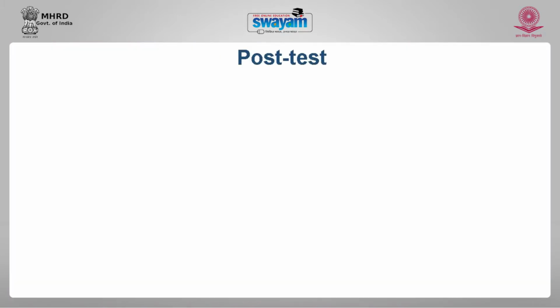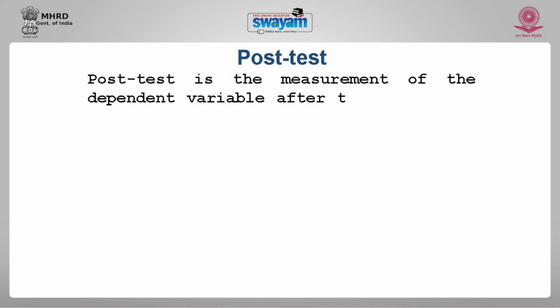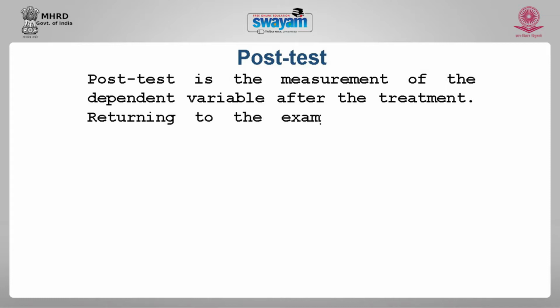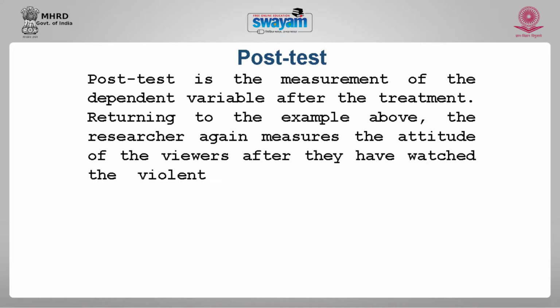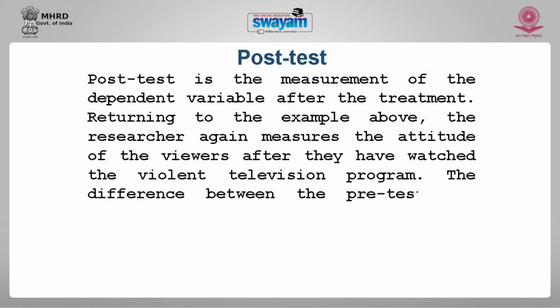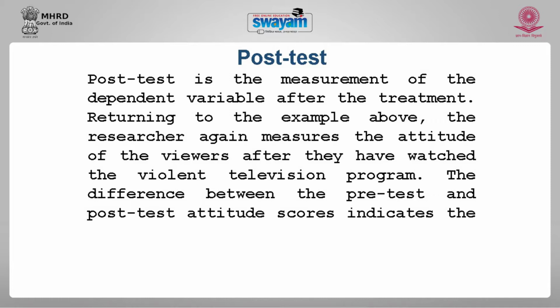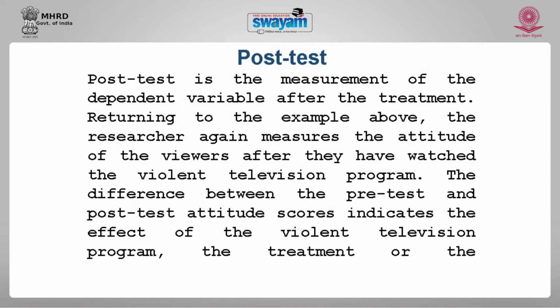What is a post-test? Post-test is the measurement of the dependent variable after the treatment. Returning to the example above, the researcher again measures the attitude of the viewers after they have watched the violent television program. The difference between the pre-test and the post-test attitude scores indicates the effect of the violent television program, the treatment or the independent variable.